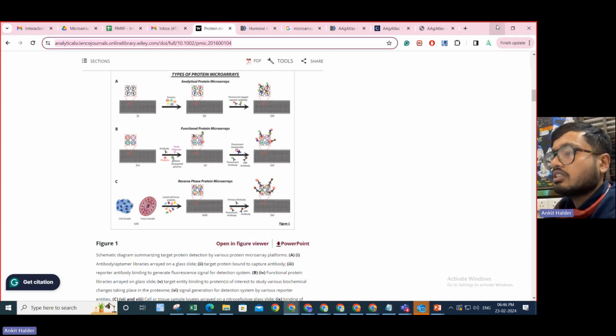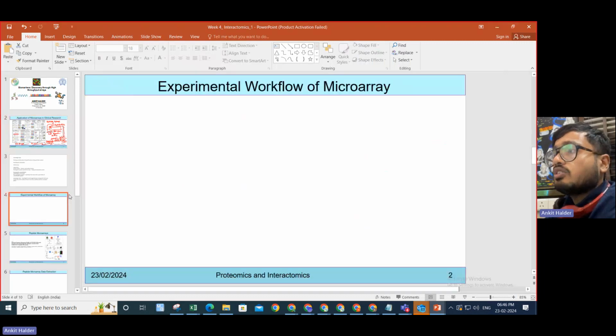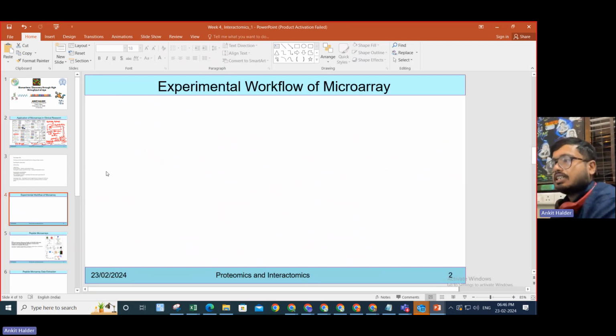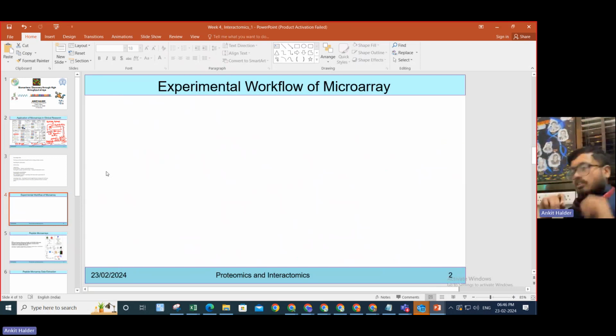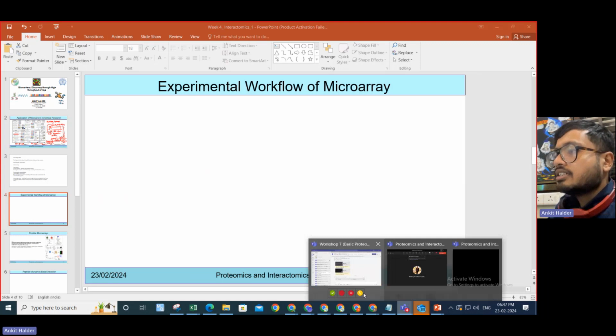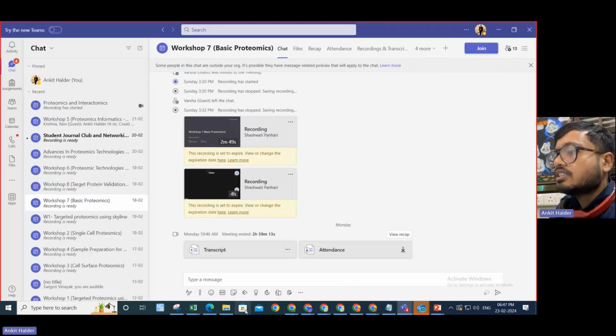Now what we will be looking at is the experimental workflow of a microarray, which depends on a lot of steps. So I'll just give you a glimpse from a video from a recently conducted workshop, where it has been shown in great detail how the work of a microarray from a two-prod array chip is done, so that you can get an idea.